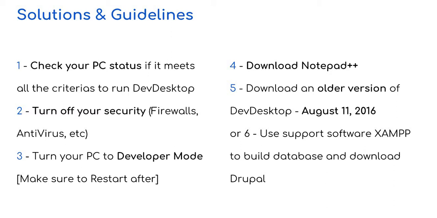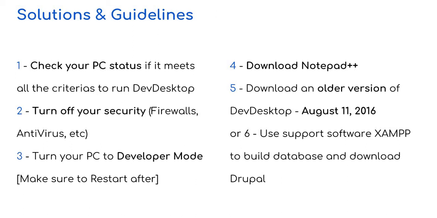The newest version that we downloaded at the first step was the 2017 version. In this tutorial, we're going to download an older version, 2016. And if this still doesn't work, you're going to try step number 6. You're going to use support software, such as XAMPP, to build a database and download Drupal. Now I'm going to dig deeper step by step.